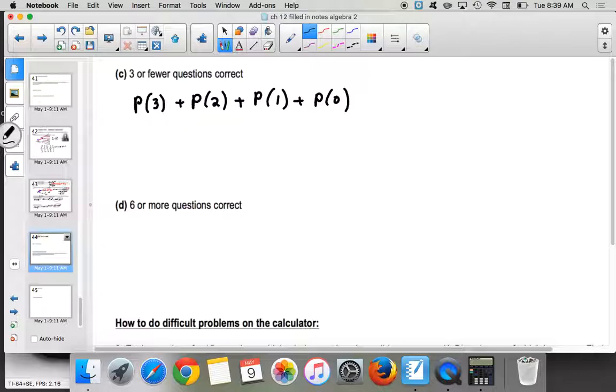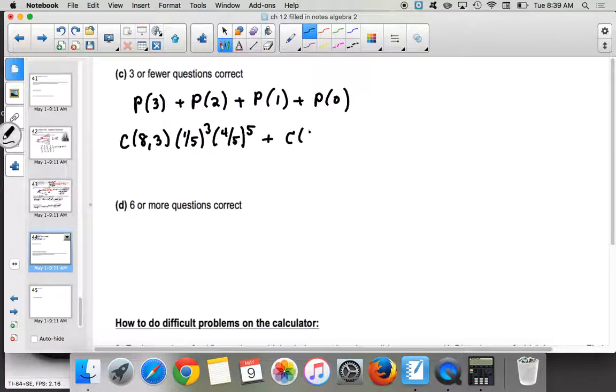Not very fun, is it? So we have to find all of those. Okay, so let's start out the pattern. The first one is going to be 8 choose 3. We have 1/5 to the 3 and 4/5 to the 5, right? So getting 3 correct, the 1/5 is going to be raised to the 3, and the 4/5 is going to be to the 5.